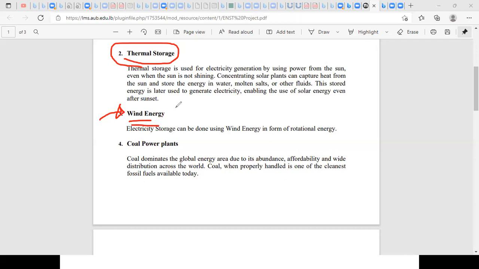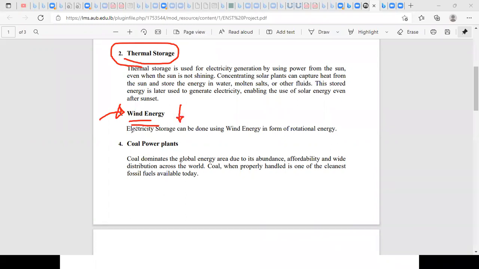We'll see that the number of blades will affect the performance. You have some wind turbines with 3 blades, with 4 blades. What will be the difference? How does the number of blades affect the performance? So you can have different topics related to wind energy.